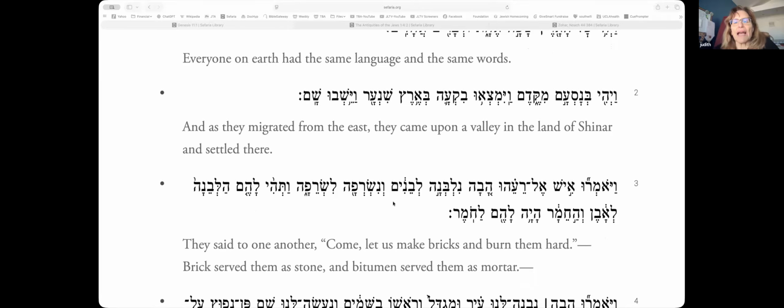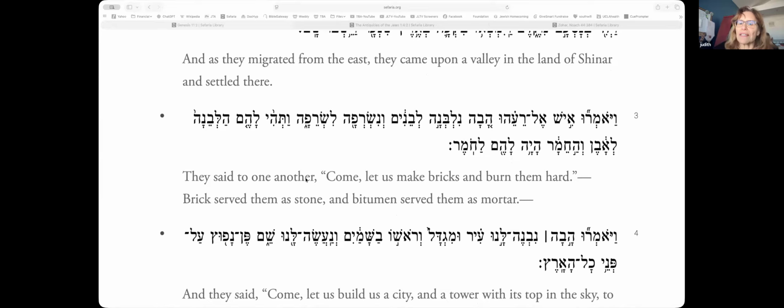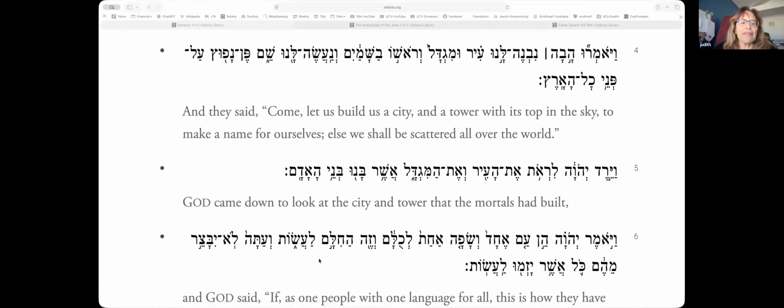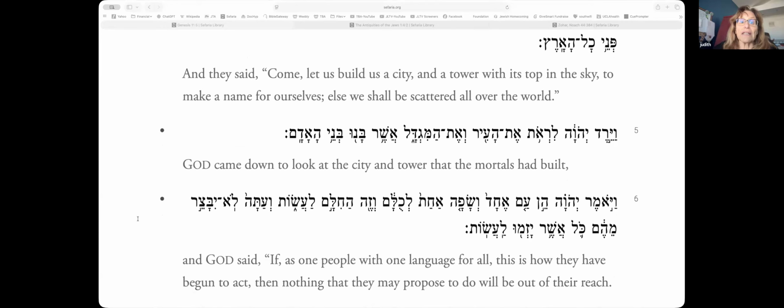Everyone on earth had the same language and the same words. And as they migrated from the east, they came upon a valley in the land of Shinar and settled there. They said to one another, "Come, let us make bricks and burn them hard." Brick served them as stone, and bitumen served them as mortar. And they said, "Come, let us build us a city and a tower with its top in the sky to make a name for ourselves, else we shall be scattered all over the world."